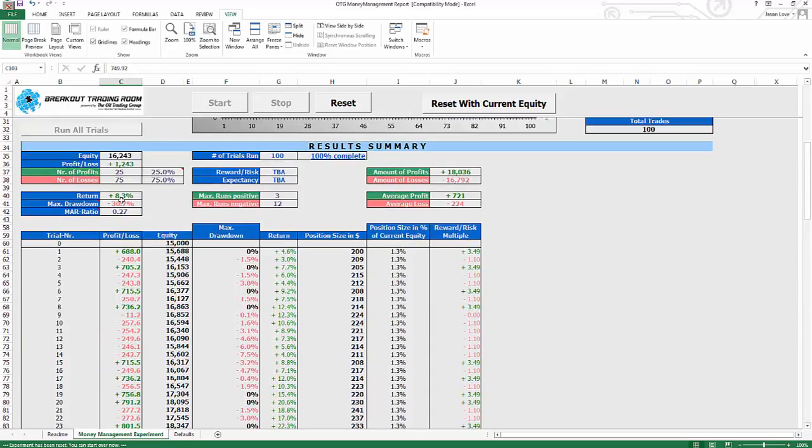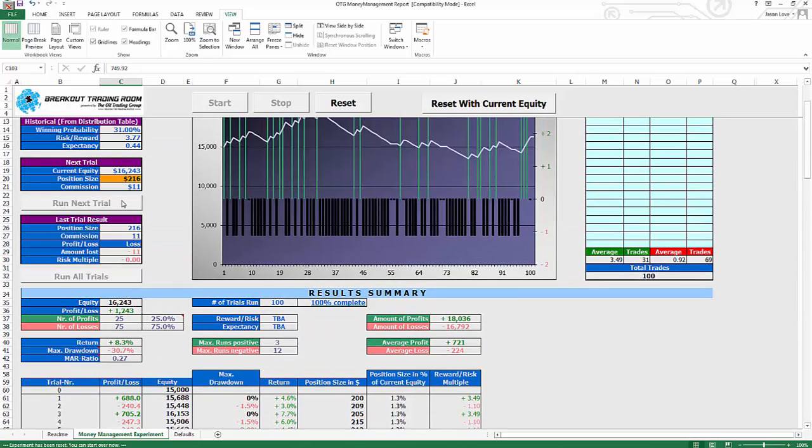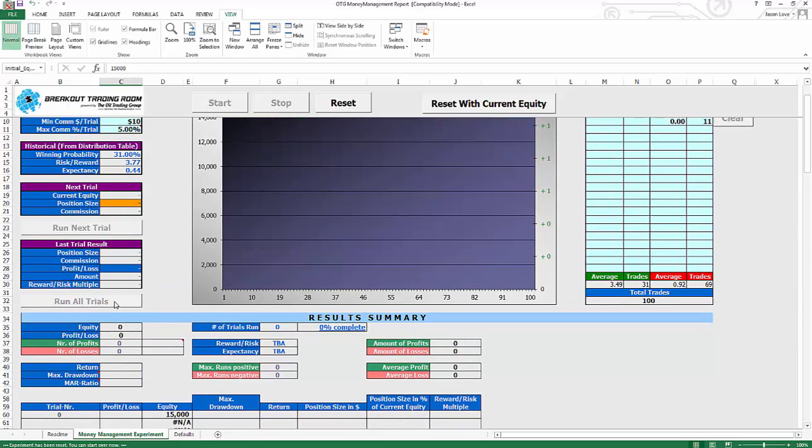This is an incredibly powerful tool. I'm going to show you. I'm going to do it one more time. We're going to randomly do it one more time. Then I'm going to show you what happens when you begin to compound it, right?